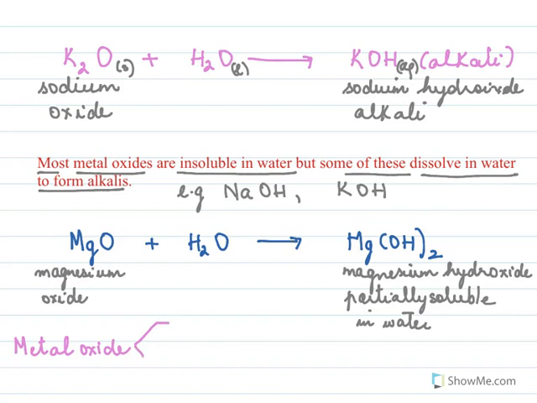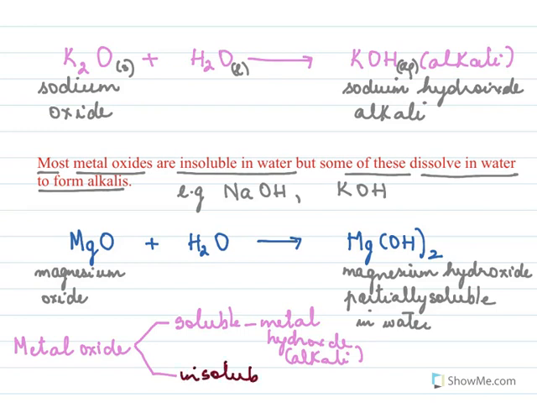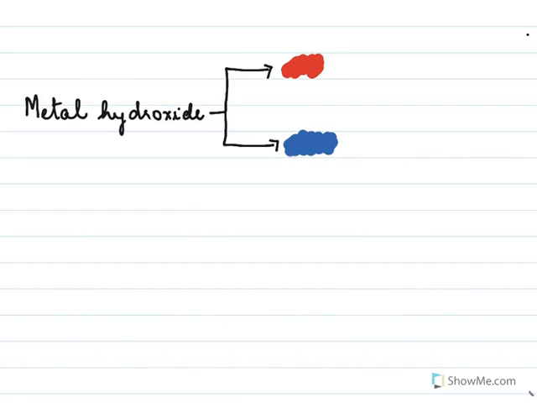So metal oxides can be categorized into two depending on solubility. Those that are soluble give us metal hydroxides, and these soluble ones are called alkalis. However, there are some that are insoluble. They do also form hydroxides, but they are insoluble in water. Now when metal hydroxides are added to litmus, we find that the red litmus turns blue. However, the blue litmus remains blue. So this clearly goes to say that metal oxides are basic in nature.